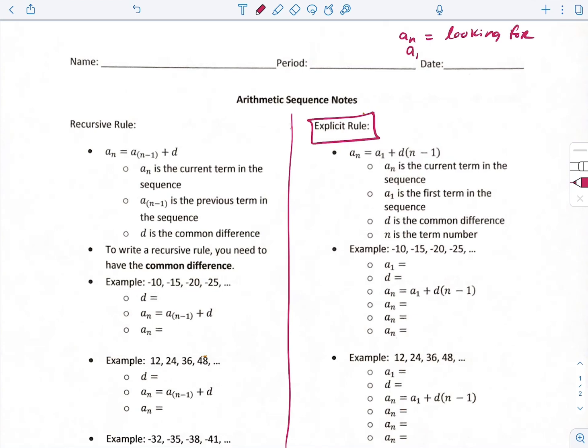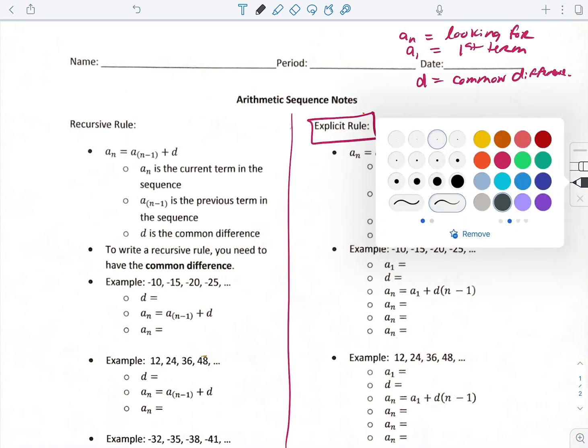A1 is the first term in the sequence. We know D is the common difference. All right, so we kind of got that squared away.